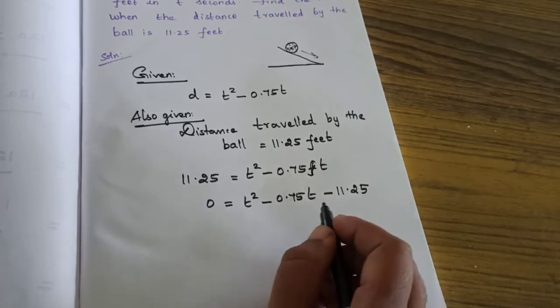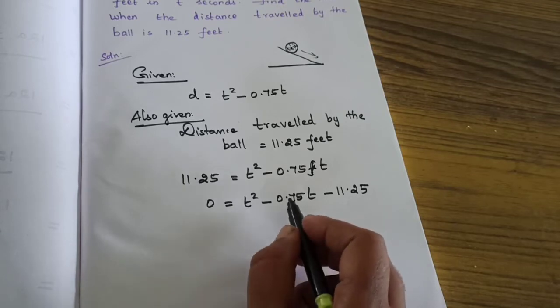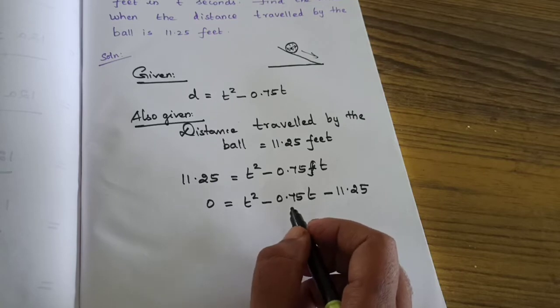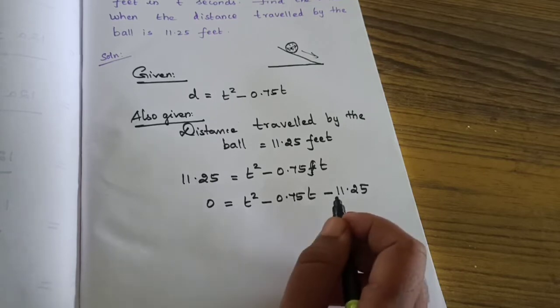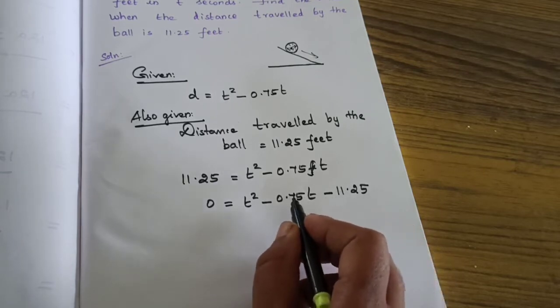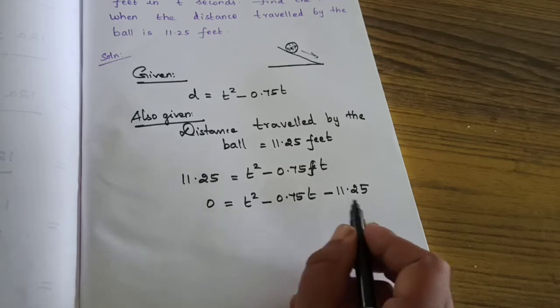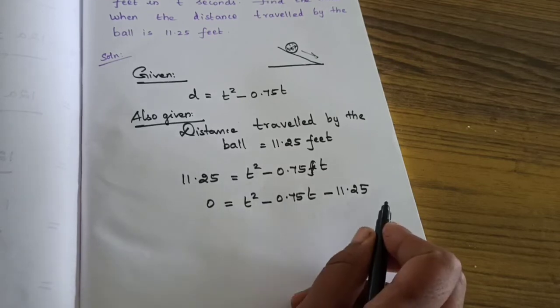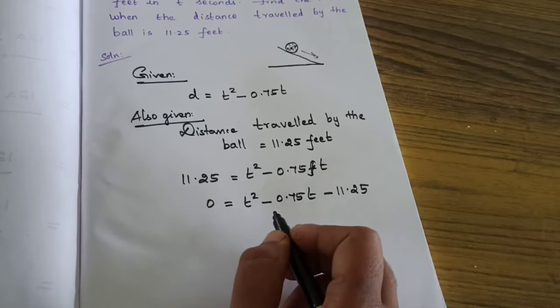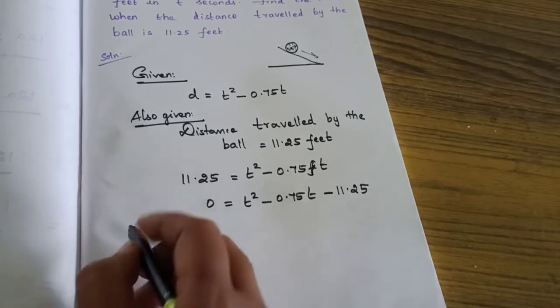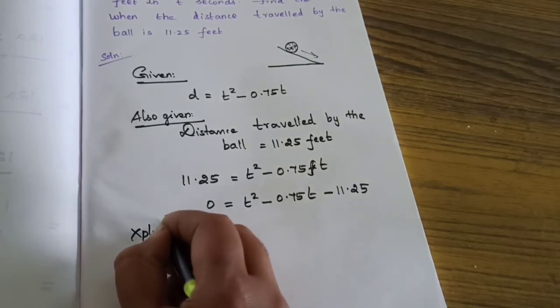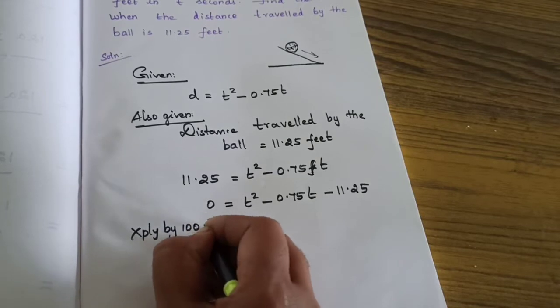But shall we change into normal whole numbers? For removing this decimal point, by which number do we need to multiply? 10, 100, 1000. Here after the decimal point there are two digits. Here also after the decimal point there are two digits. So we can multiply by 100. So multiply by 100. What is the result?